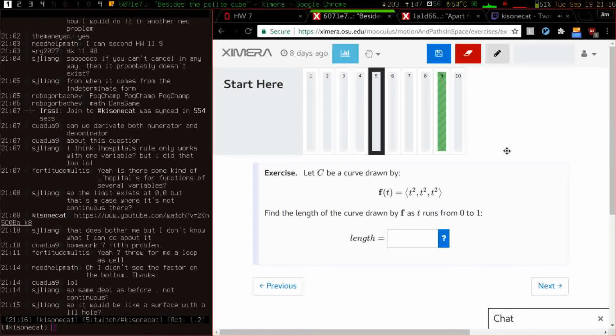Yeah, this is the one, hopefully, that you want to look at. You want to find the length of the curve drawn by f as t runs from 0 to 1. This is kind of a funny problem because this thing actually traces out just a line segment, which goes from the point 0, 0, 0 when t is equal to 0, to the point 1, 1, 1 when t is equal to 1.